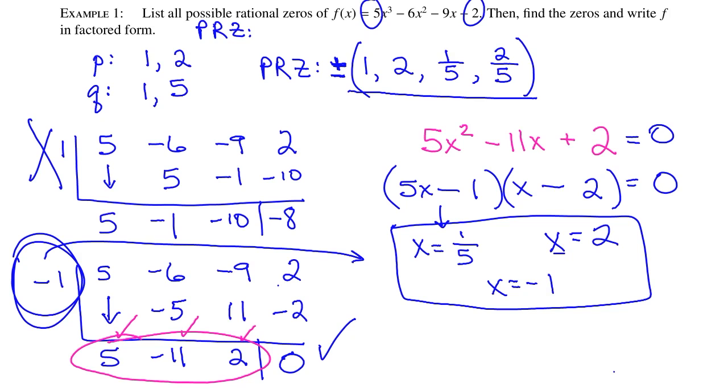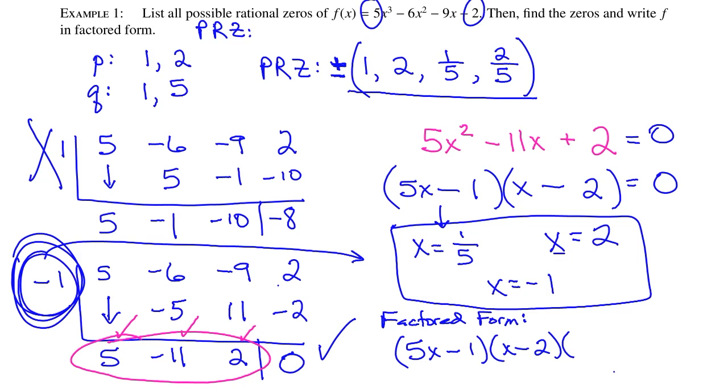I can even use the factored form of the quadratic along with the 0 that we found on the left to produce the factored form of the entire polynomial. It's 5x minus 1 times x minus 2, and then since negative 1 is a 0, we know that its factor must have been x plus 1, because the factors are in the form of x minus c, where c is the root, or the 0, and we would have x minus negative 1, which gives me x plus 1.